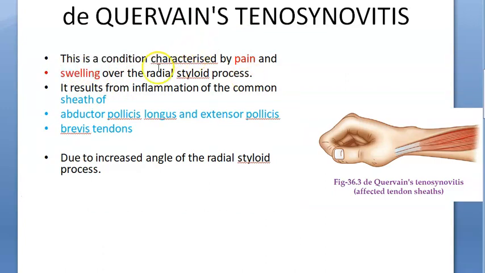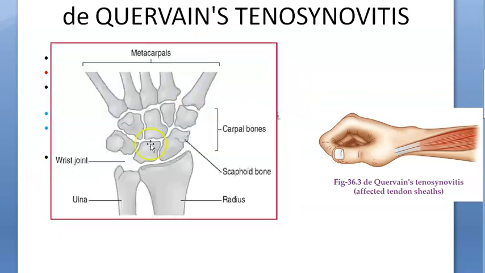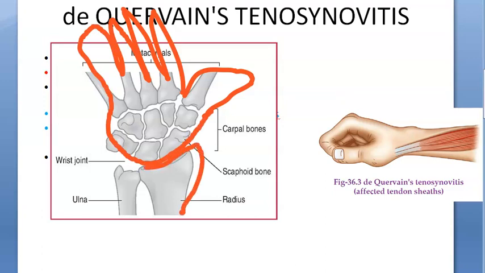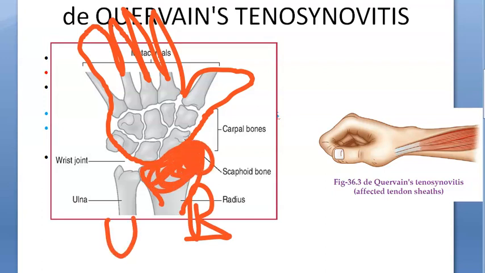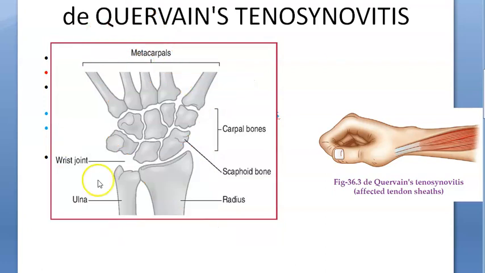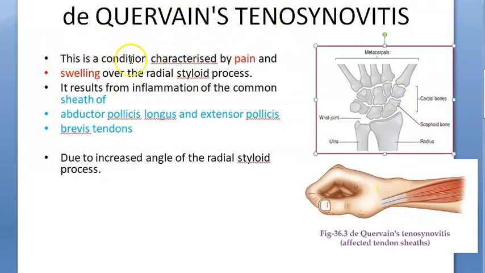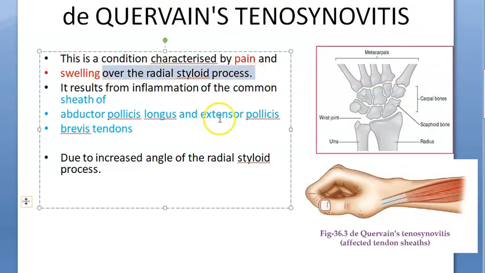So where is the radial styloid process? You know, right? Look at this. Imagine your thumb is on this side, and these are your other fingers. This is your right hand. So here you have the styloid process of the radius. This is the radius and this is the ulna. Please open your right hand, in the line of your thumb, the styloid process of the radius. Please touch there and see if you have any tenderness or pain. If you have, it could be de Quervain's tenosynovitis. So there will be pain and swelling over the radial styloid process.